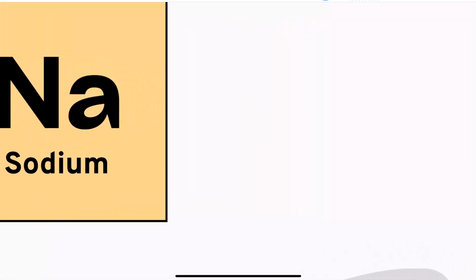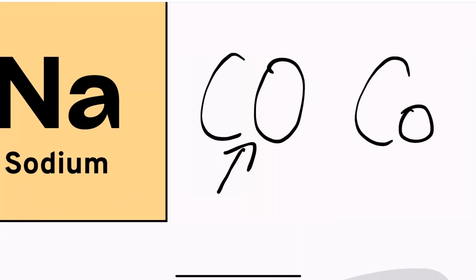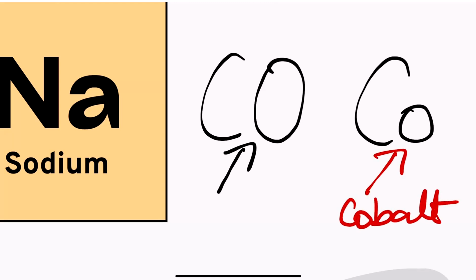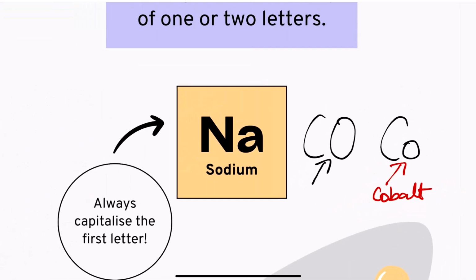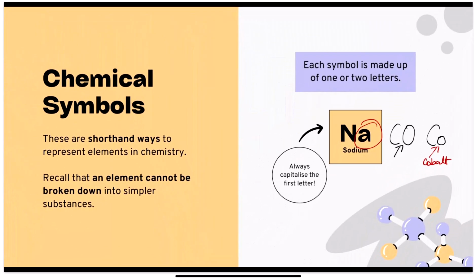So when I say CO and Co, this is carbon monoxide, whereas this is cobalt. So that is very important. It's very important that if you have an element, the second letter should be small. Now, an element is your smallest unit; an element cannot be broken down further, right?